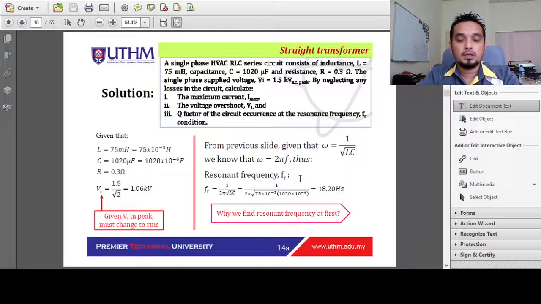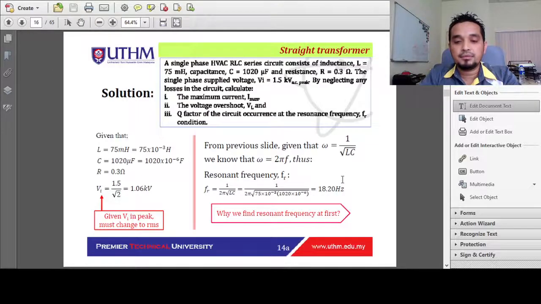From the previous slide we know that omega is equal to 1 over square root of LC. We know that omega is equal to 2 pi frequency. Thus, the resonant frequency FR. What is the resonant frequency? We can actually calculate the resonant frequency. But why do we first need to find the resonant frequency?